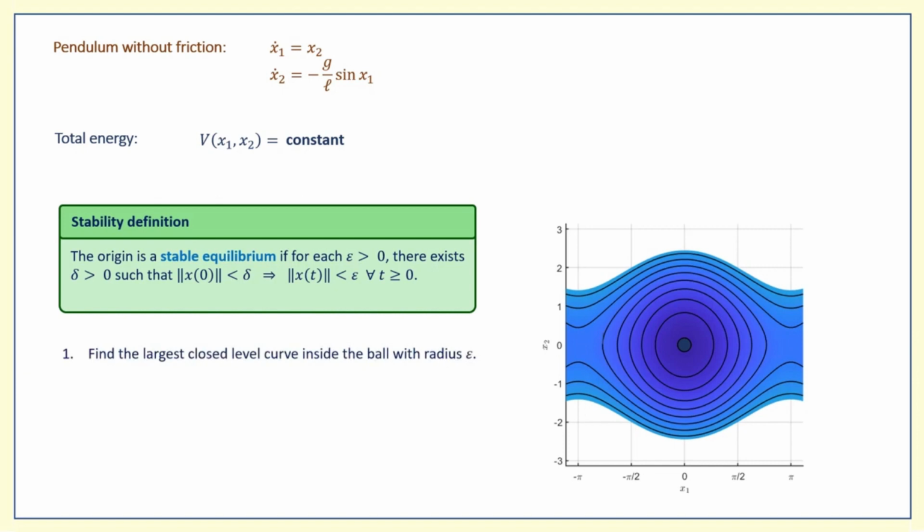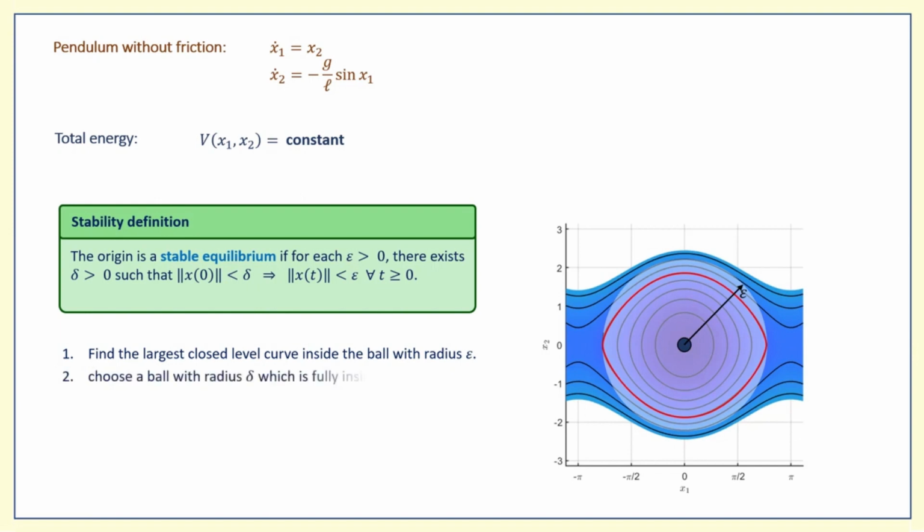We just saw that if a trajectory starts on a level curve, it will remain on the curve forever as there is no friction in the system. And if it starts inside the level curve, then it is impossible to leave the level curve as the energy doesn't increase. So, if we choose a ball with the radius delta such that it's fully inside the red level curve, then the trajectories of the system always remain within the purple ball with radius epsilon.